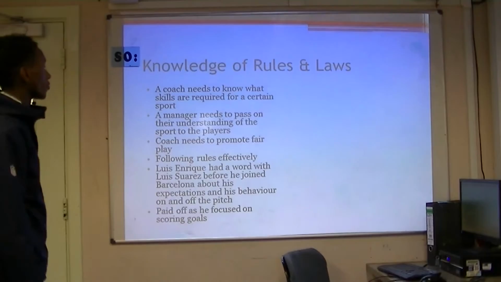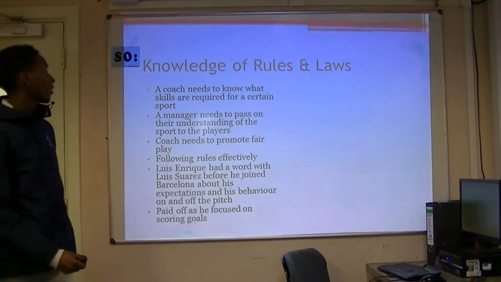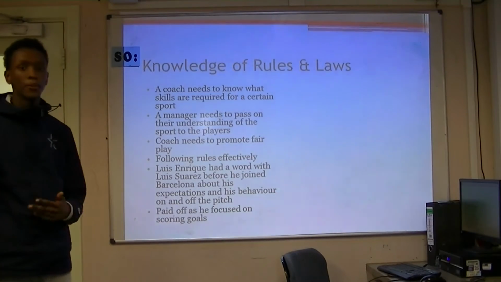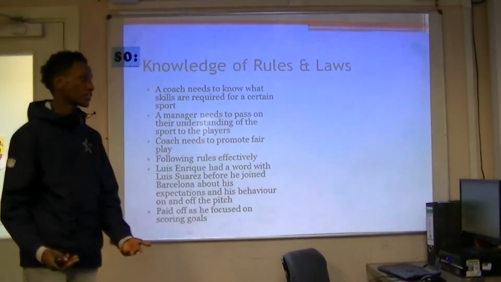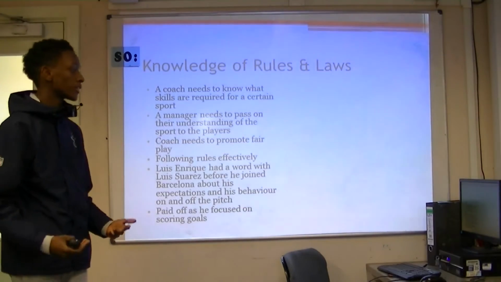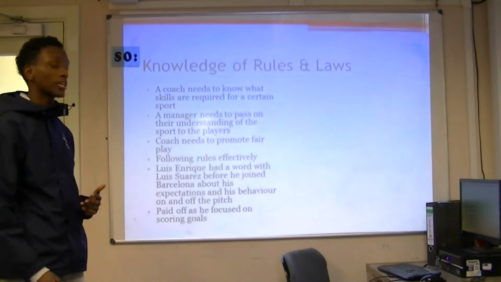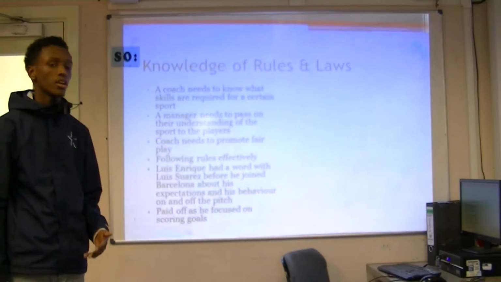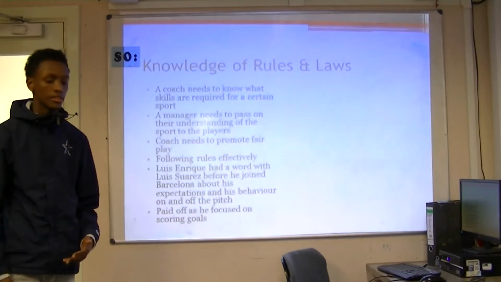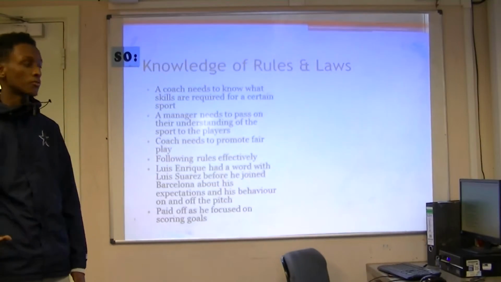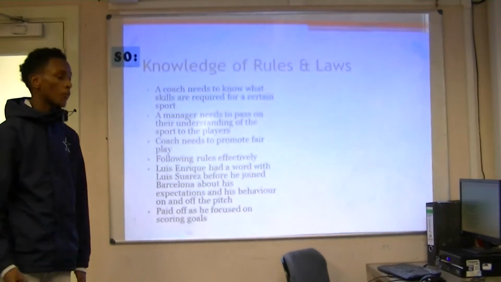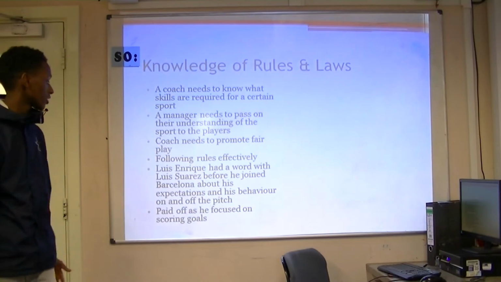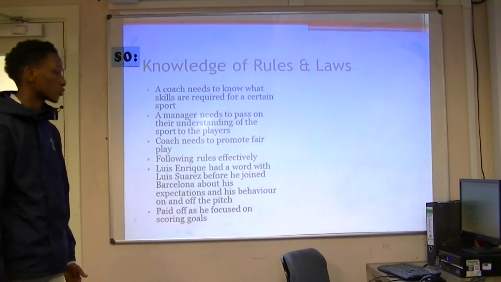Knowledge of rules and laws. A coach needs to know what skills are required for a certain sport, so a manager needs to pass on their understanding to the players. An example of this would be Luis Enrique. Before Suarez came to Barcelona, he told him straight away that he needs to look at his behaviour, and he had to pass on the expectations of the club, forget what happened in the past and just look forward. And now, as you can see, Suarez is a top striker, it paid off, and he focused just on scoring goals.